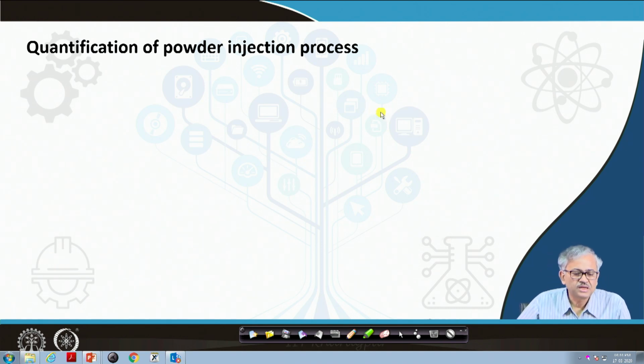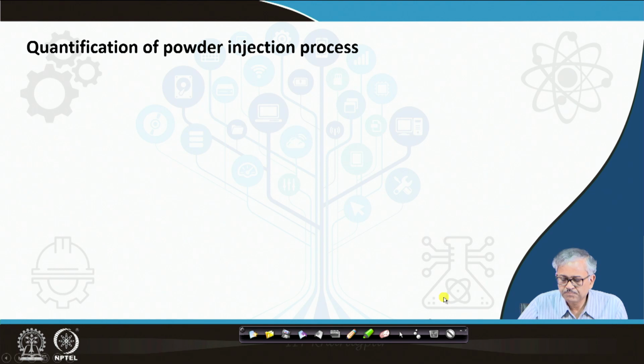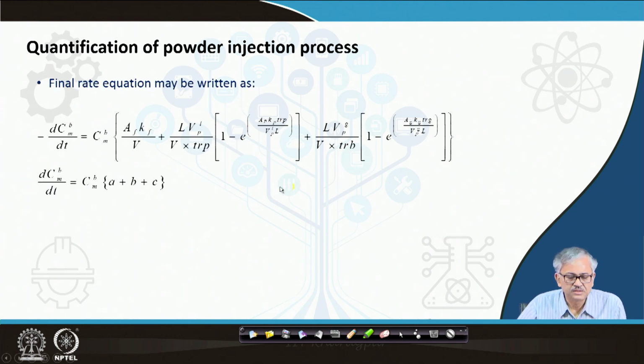So, once we have done that, now we can write the overall rate as we have expressed previously. The final rate equation may be written as minus dCMB/dt, basically with V taken on the right-hand side. You can see it is CMB into this term, plus this term, and all have a unit of per second.